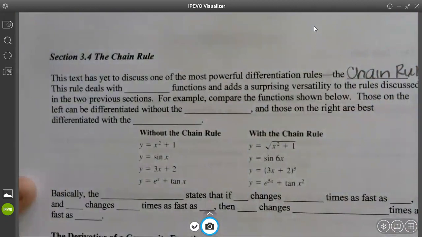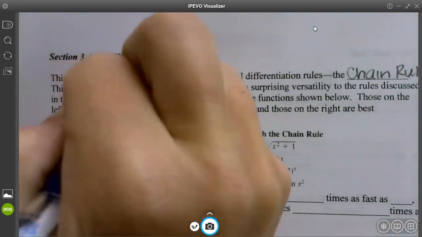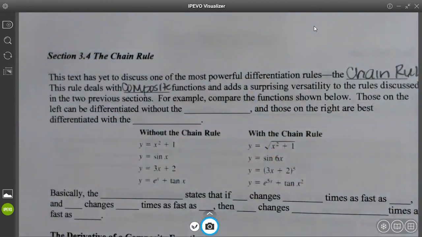This rule deals with composite functions. That means a function within a function. That's not like where you were doing f of g. It is a composite function, but doesn't look like a composite function. It would be like cosine of 3x plus 1. That is a composite function because there's a function within the cosine function, if that makes sense. It's not a complicated rule, okay?